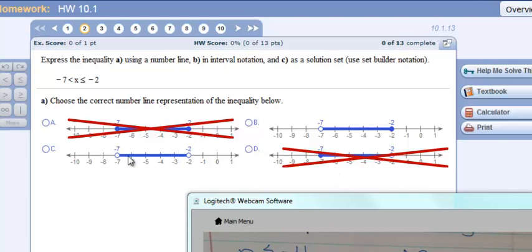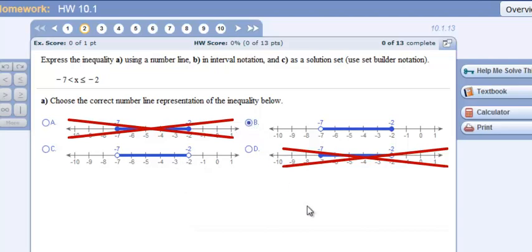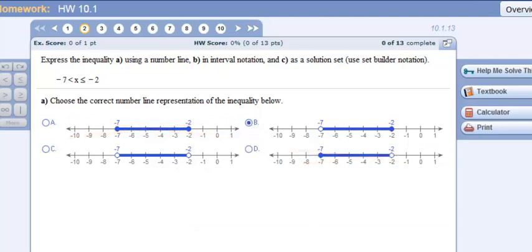So right there we know it's either C or B because it's got to be an open circle at -7. Let's look at our other end. We have x is less than or equal to -2. So at -2, does that need to be an open or a closed circle? It needs to be a closed circle. So we're looking at B, that's a closed circle. And if we look at C, that's an open circle. So C is wrong, so the answer would be B. So select B, check the answer.